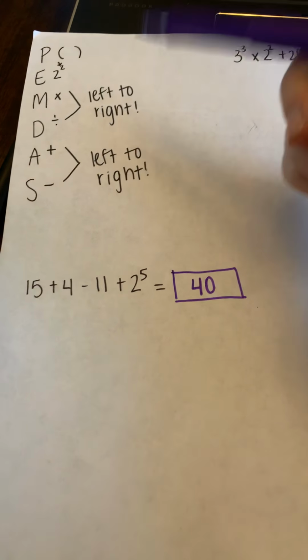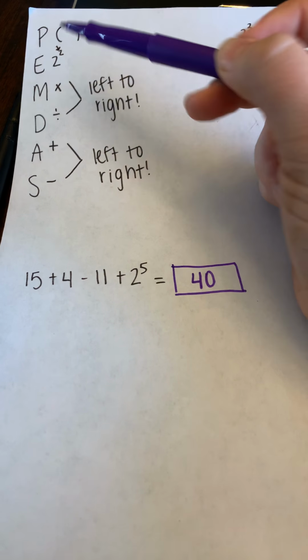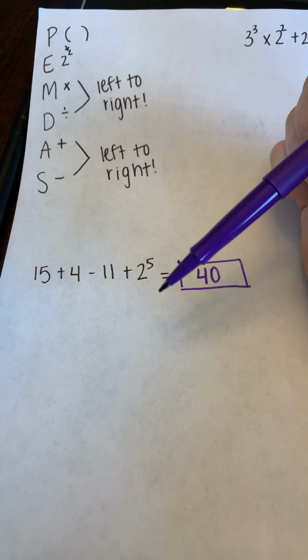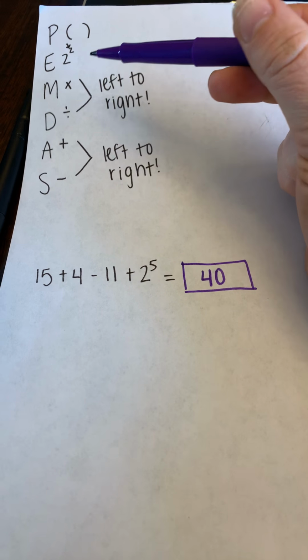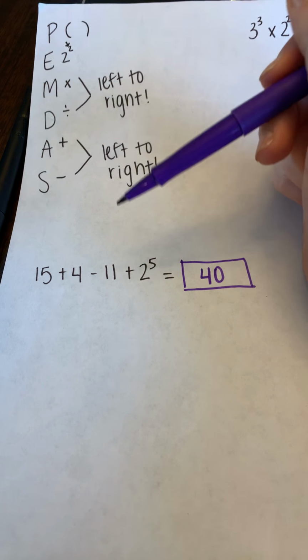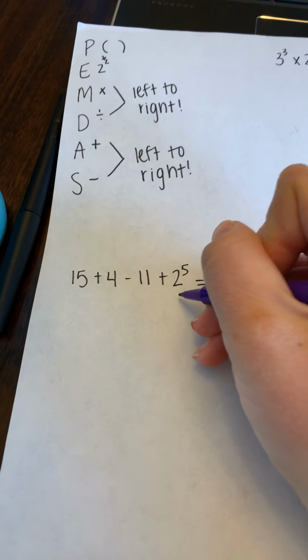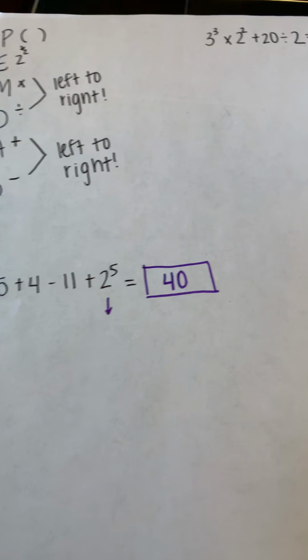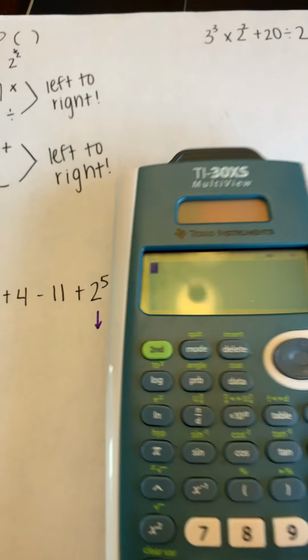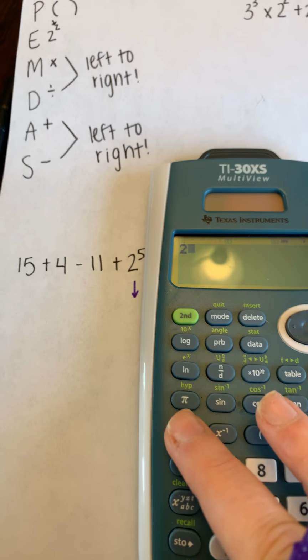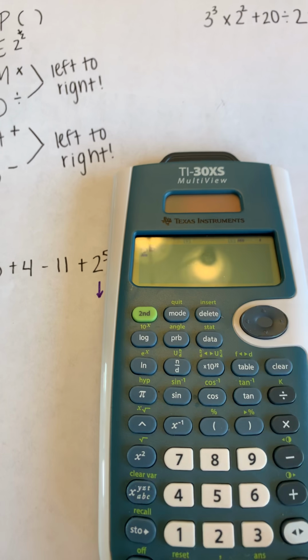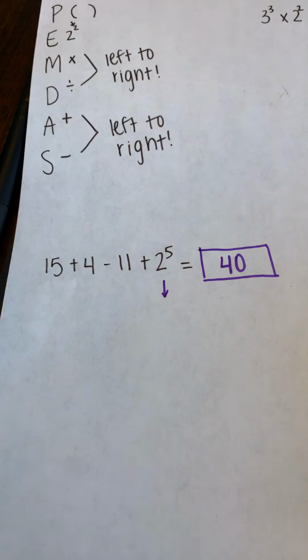Well, let's first start. My first thing is P. Do I have any parentheses in this problem? No, I don't, so I can go to the next one. E, do I have any exponents? I do. I have 2 to the 5th power, so that's what I'm going to do first. In my calculator, I'm going to do 2 to the 5th power, and I get 32.